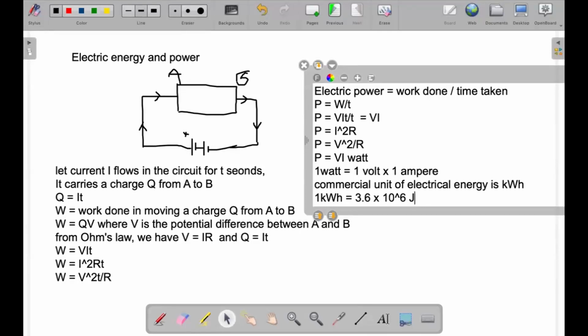Right. Now we have combination of cells. Fine. So before that, electromotive force of a cell. What is electromotive force?